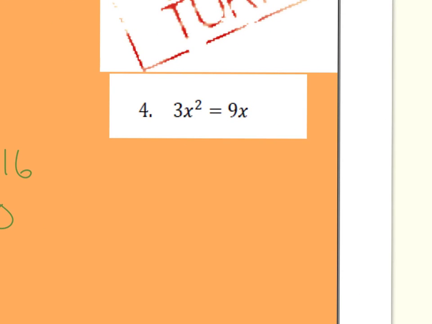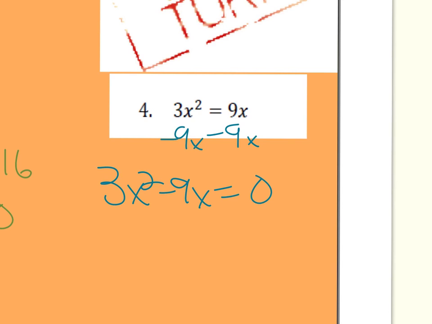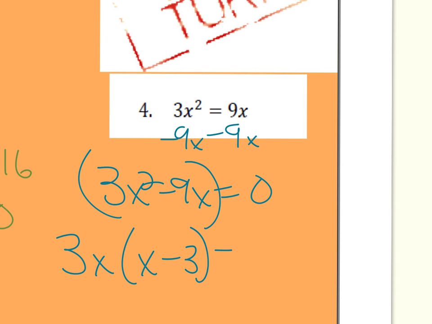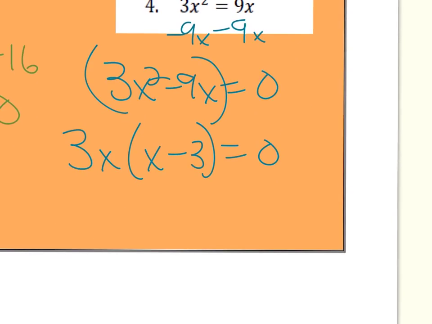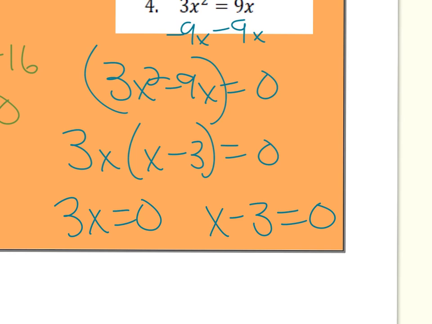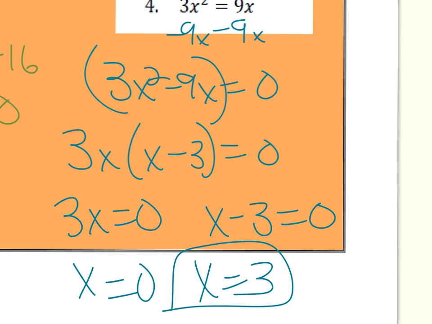For number 4. So if I subtract 9x, I'll get 3x squared minus 9x equals 0. So if I pull out 3x, I'm left with x minus 3 equals 0. So now I've got two things. So I say, you know what? 3x equals 0. X minus 3 equals 0. So x equals 0. X equals 3.